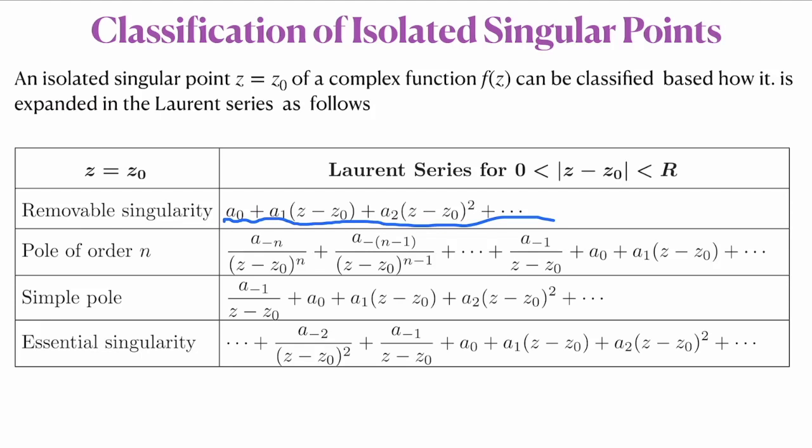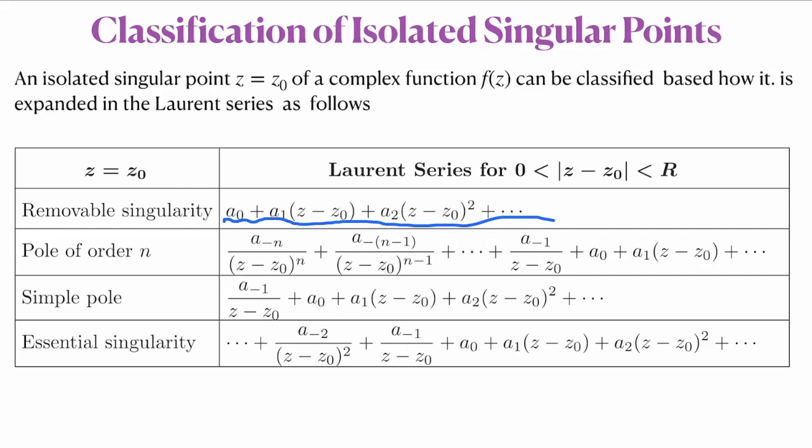If it has a pole of order n, then a minus n is non-zero, and all the a minus k's for k greater than n are 0, and then the function takes the following form. You have a power series that terminates for the negative n, and then you have a pole of order n. The simple pole is the case in which all the coefficients are 0, and we only have a term of 1 by z minus z0 and the positive terms.